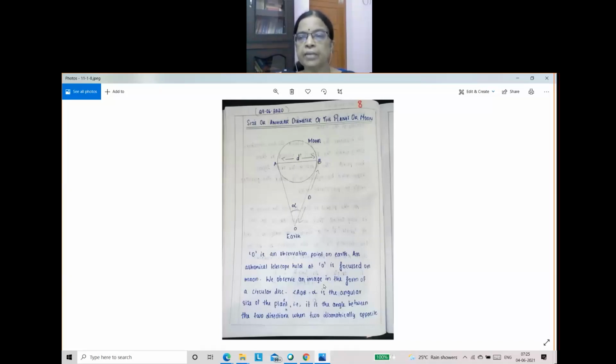So first draw the figure, and then explain which letters you used here. Capital D, what is capital D? It is the distance of the moon from Earth. What is small d? Diameter. If you find difficulty in writing all this, you can just write: capital D, distance of Earth from moon; small d, diameter of moon; alpha, the angle subtended by the two diametrically opposite points on the surface of the Earth. Like that, you can explain. That method also you can use.